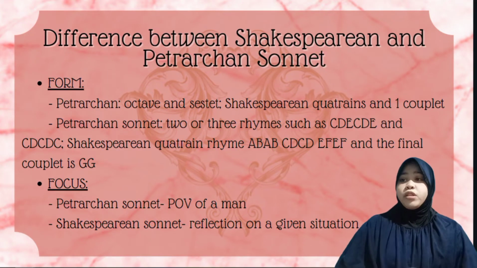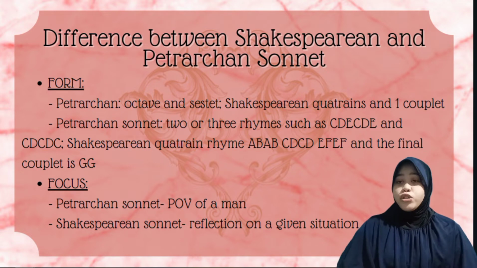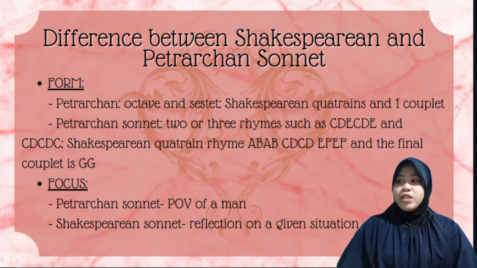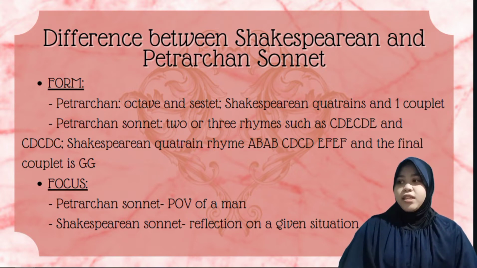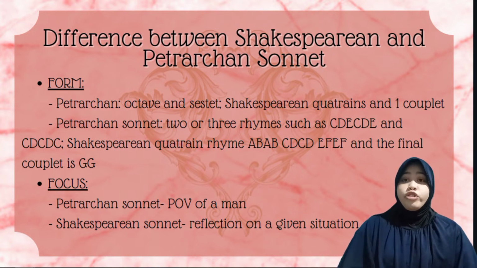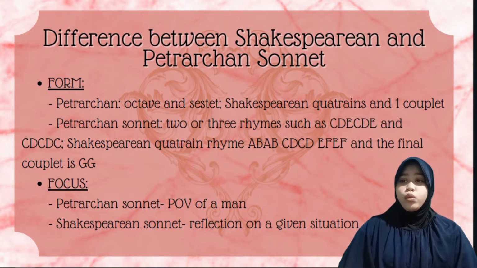Now let us talk about the difference between a Shakespearean sonnet and a Petrarchan sonnet. Starting with their form, a Petrarchan sonnet has 14 lines with 2 divisions called octave and sestet. The octave is the first 8 lines and the sestet is the final 6 lines. The octave involves 2 rhyme schemes and the sestet involves 2 or 3 rhyme schemes. Meanwhile, a Shakespearean sonnet has 14 lines divided into 3 quatrains and a couplet.